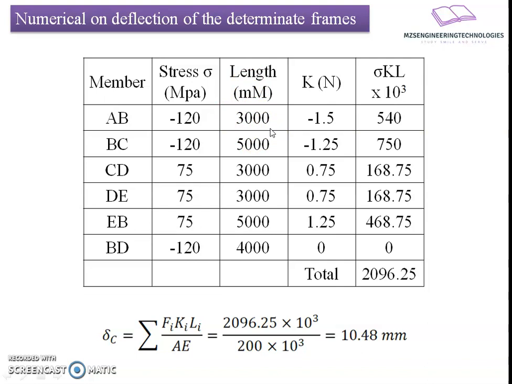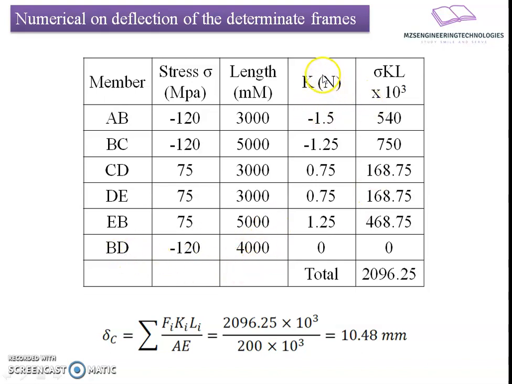AB length is 3000, horizontal bay distance is equal to AB distance. Then BC is an inclined member, 3 square plus 4 square comes to be 5, so we can say it as 5000 mm. Then CD is 3000, DE 3000, EB inclined member 5000, and BD 4000.